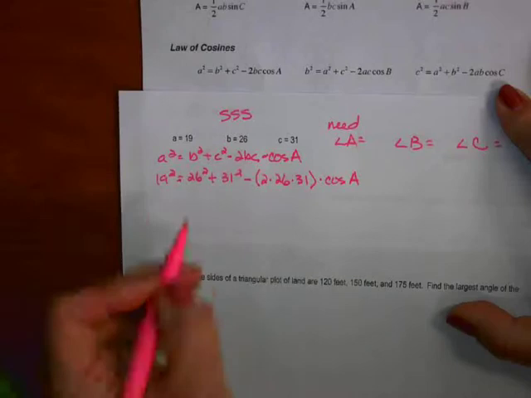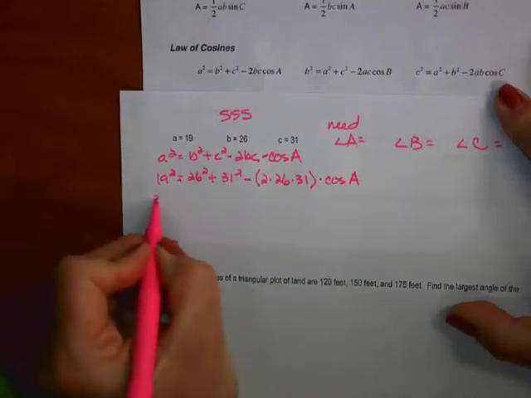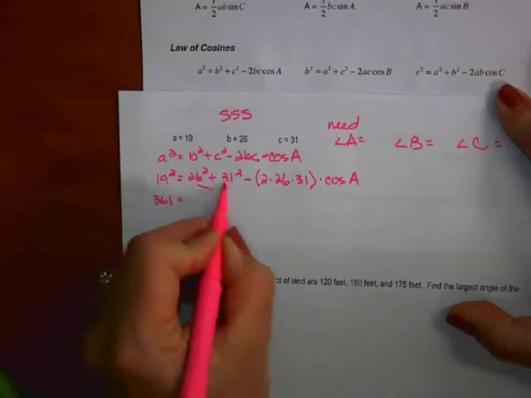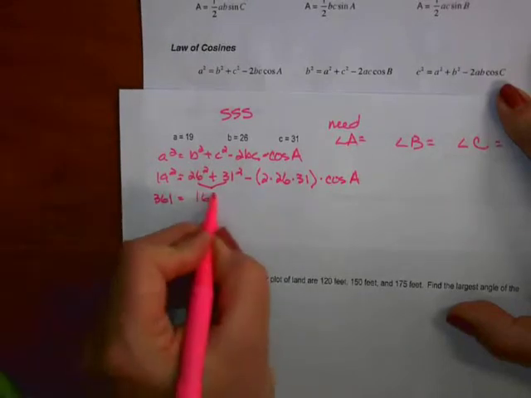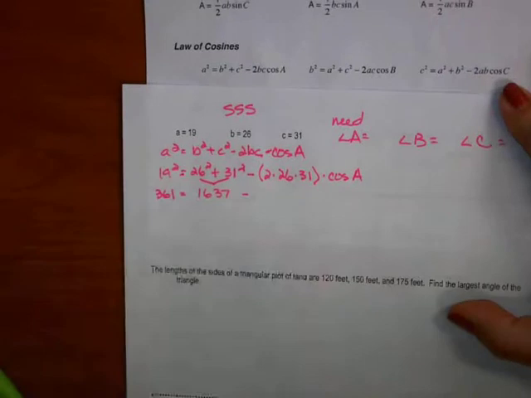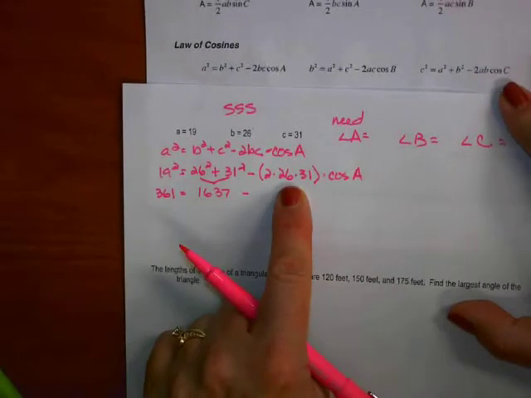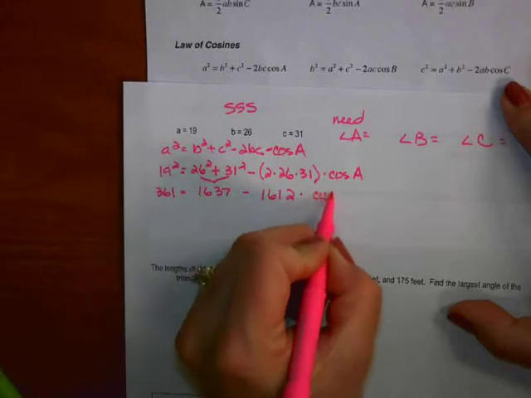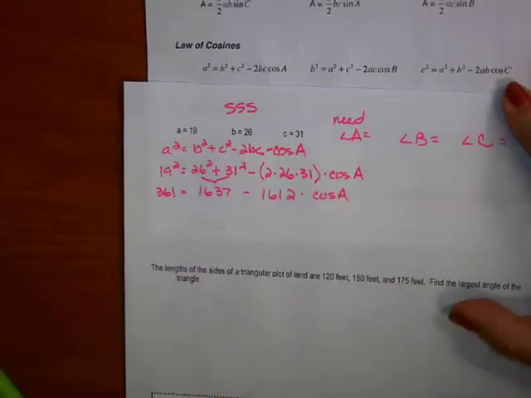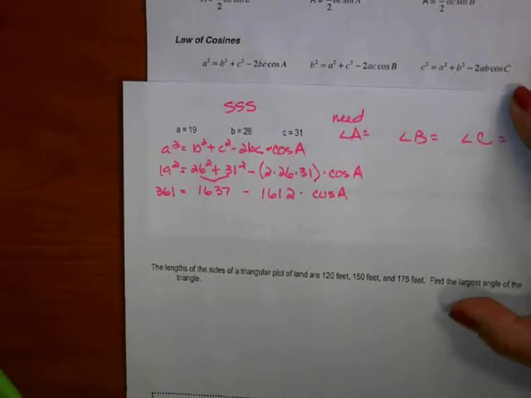That's a whole lot of stuff going on. So this is kind of what it looks like when I start to simplify. I put these two together, and that equals 1637 minus, and then I multiplied that together, and that's 1612 times the cosine of A. Now what?